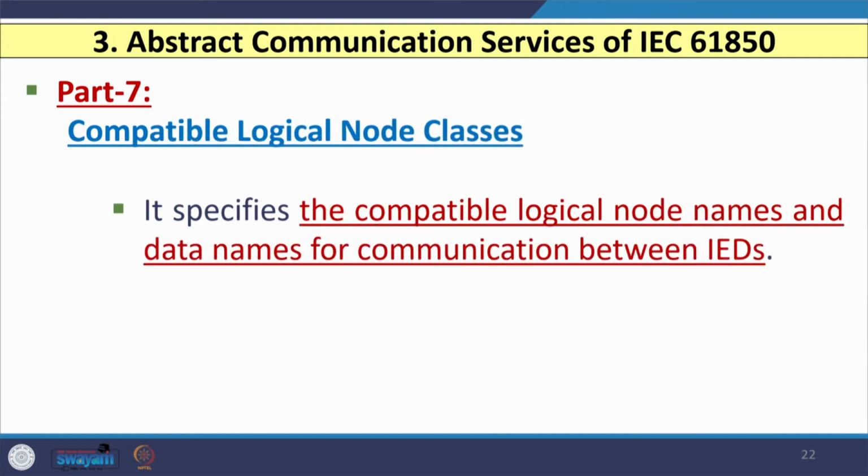Under part 7, in compatible logical node classes, this specifies the compatible logical node names and data names for communication between two IEDs. So, how the logical names are given, what is the importance of logical functions, how the logical nodes are defined, and how a logical node communicates with logical nodes of another IED. All those things are covered in part 7.